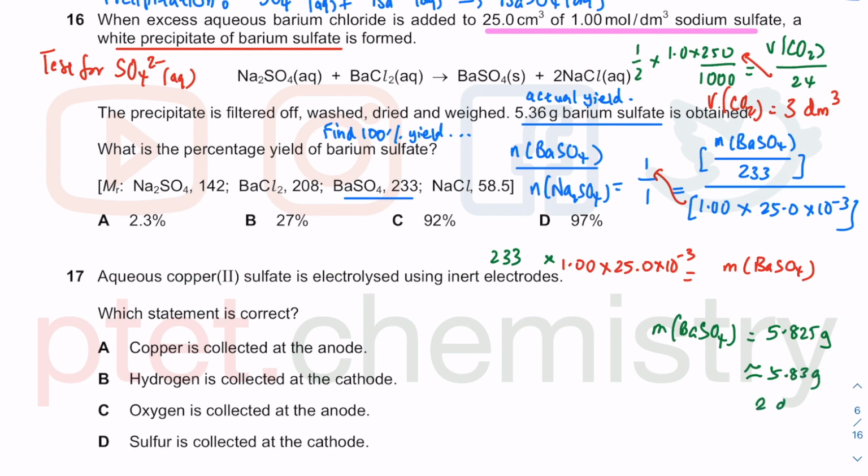However, they want the percentage yield, so that means this is how much you actually get out of the total. How much you actually get is actually 5.36 gram. So out of the total 5.83, you are only getting 5.36 gram. So get that as a percentage, and what I get then is I get 91.9%.